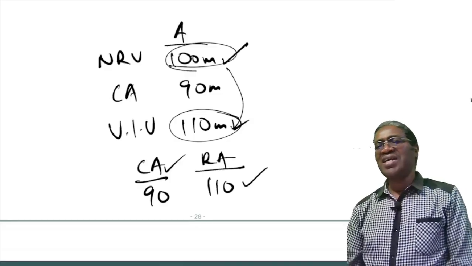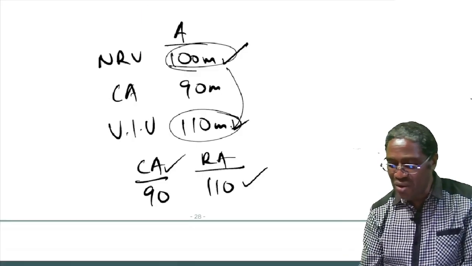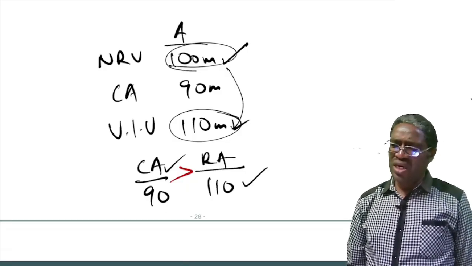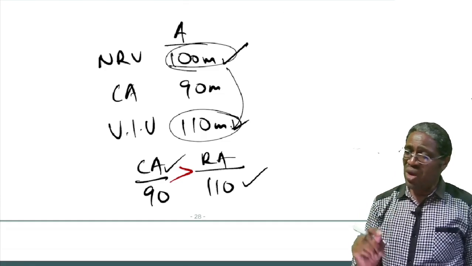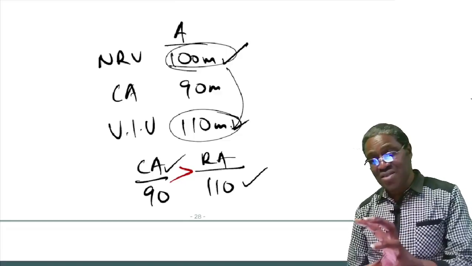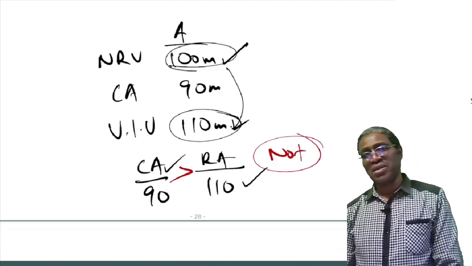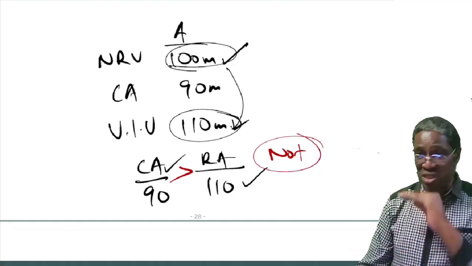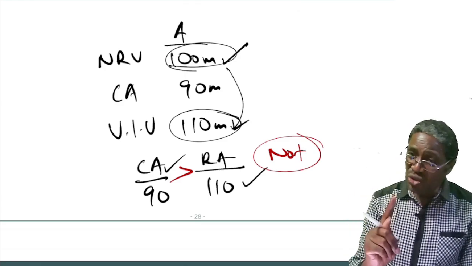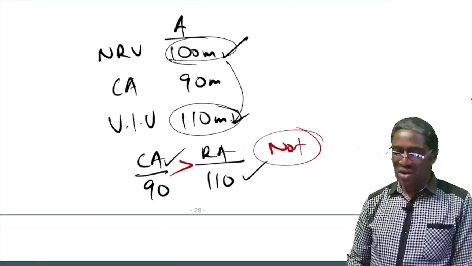We have said, an asset is said to have suffered an impairment loss if the carrying amount of the asset is higher than its recoverable amount. So it is obvious from here, this asset, the carrying amount is 90, while the recoverable amount is 110. So we can see now the carrying amount is less than the recoverable amount. So it is obvious this asset has not suffered any impairment loss. Hope you are following. This asset has not suffered any impairment loss. Why? Because the condition has not been met. Carrying amount of the asset is less than the recoverable amount.